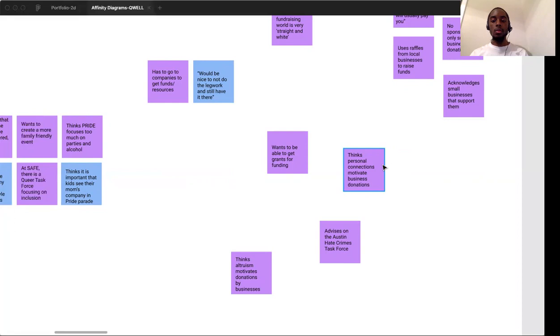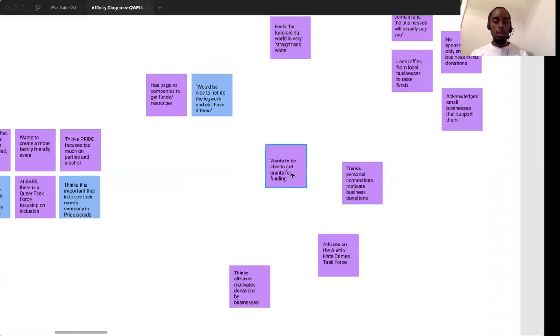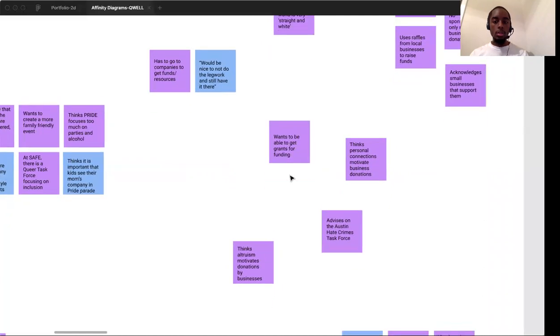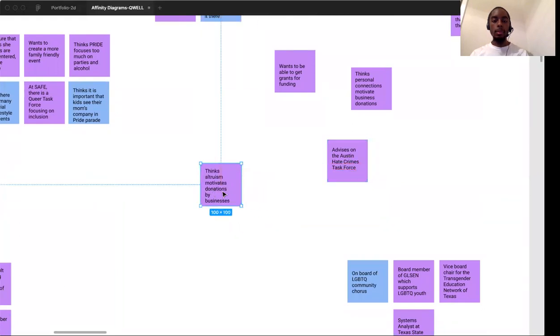Here we go. Wait, oh yeah, I did read this one. Okay, let's get able to get grants. Oh, I already read that too. So this might be saying they need more altruism, more access to people who just genuinely care, I guess, something like that.